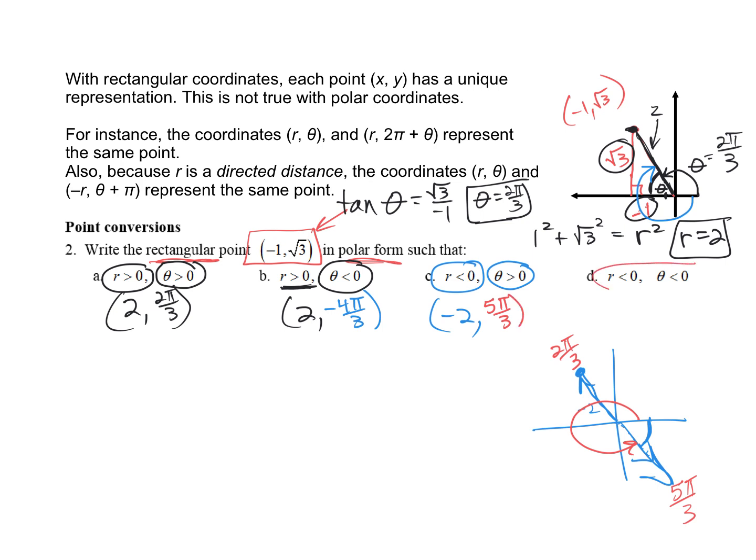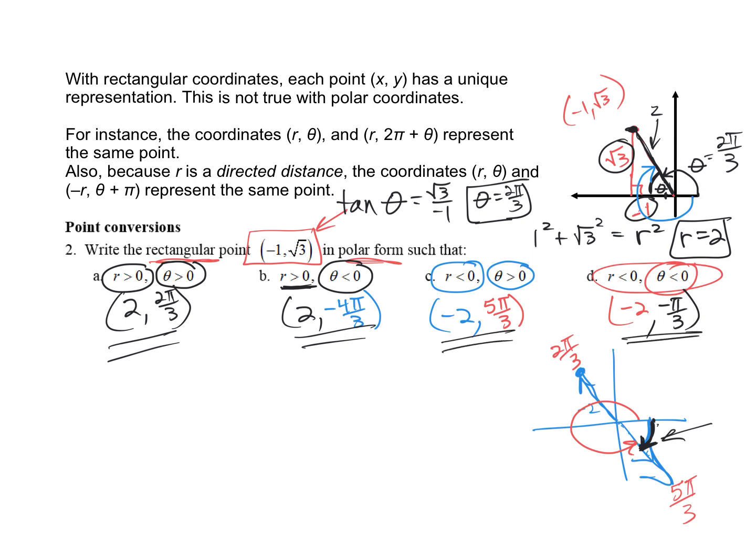Then the last one says to write r as negative, so we'll put negative 2, and this time they want an angle that is less than 0, or negative. So now we want this other angle going this direction. What's that angle right there, going backwards instead of forwards? Negative pi thirds, yeah. Those are all representations of the exact same point. They all end us right here at this point.